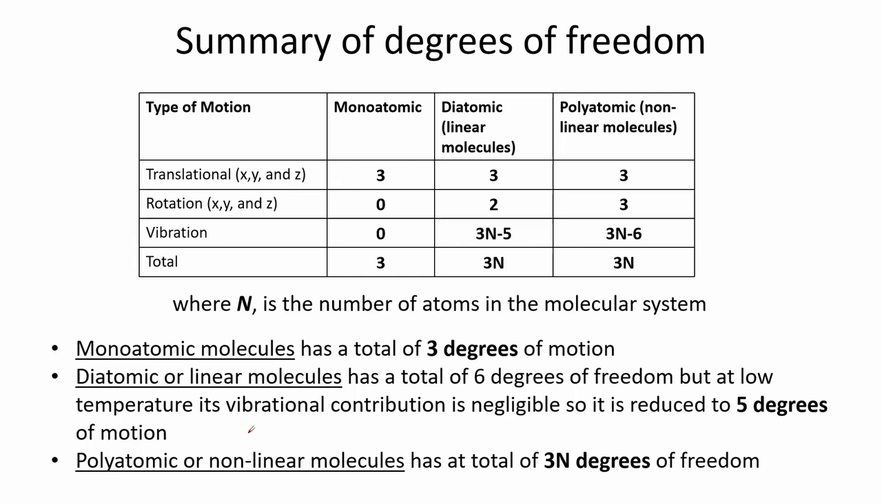Degree of freedom of gas molecules is the total number of independent modes in which it can possess energy through motion. A monoatomic molecule has a total of 3 degrees of freedom and is translational in nature. Diatomic or linear molecules have a total of 6 degrees of freedom, but at low temperature its vibrational contribution is negligible, so it is reduced to 5 degrees of freedom. Polyatomic or nonlinear molecules have a total of 3n degrees of freedom.